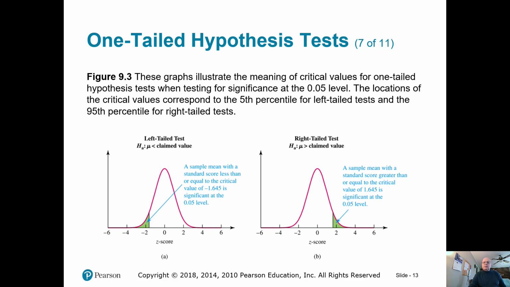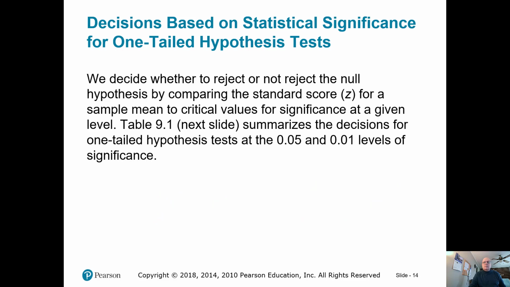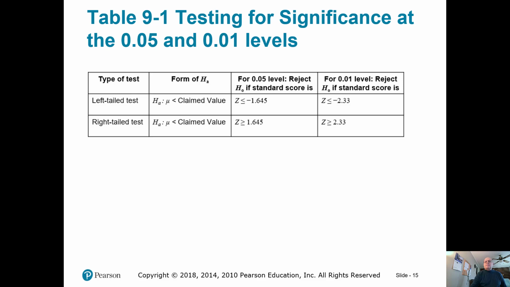So here's a picture of what we're doing. Here's where 39,000 is. That's representing the null hypothesis. Here's our cutoff, negative 1.645. We're looking to see whether our sample mean is back in this green area. If our z-score is less than or equal to that critical value, we're going to reject the null. Here we go. So for a left-tailed test, we're going to reject the null if z is less than or equal to negative 1.645. And that's because we're talking about the 0.05 level of significance.